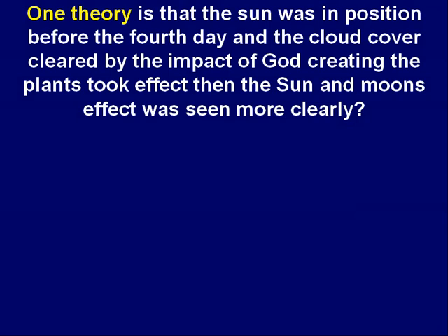One theory is that the sun was in position before the fourth day. The cloud cover, cleared by the impact of God creating the plants, took effect then. The sun and the moon's effect was seen more clearly.